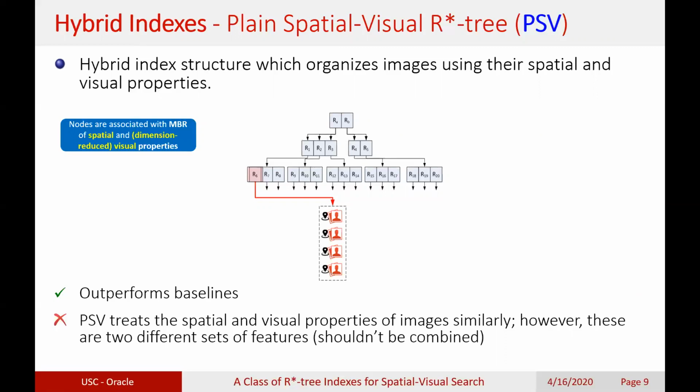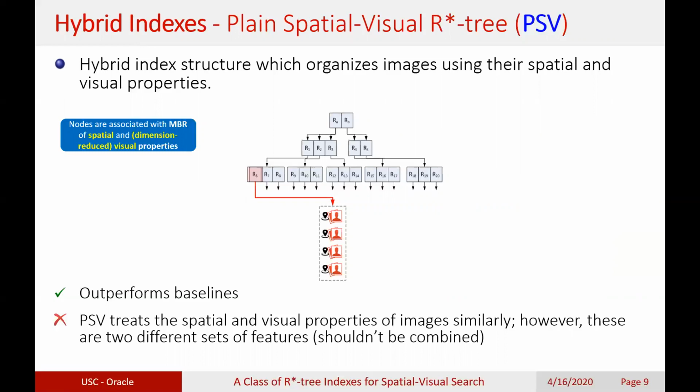Also, when treating these properties equally, this approach cannot benefit from the phenomenon of street images, where similar visual features are located in the same spatial locality. So the question here is, can we treat these two types of properties differently to give more weight to the spatial properties during organization?